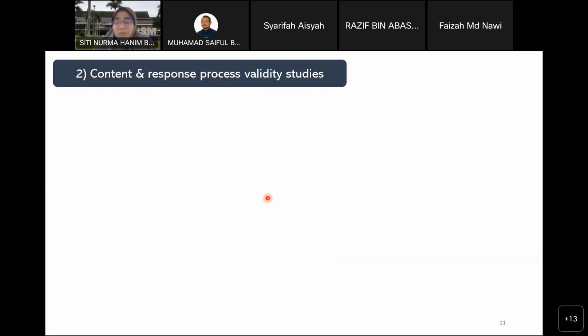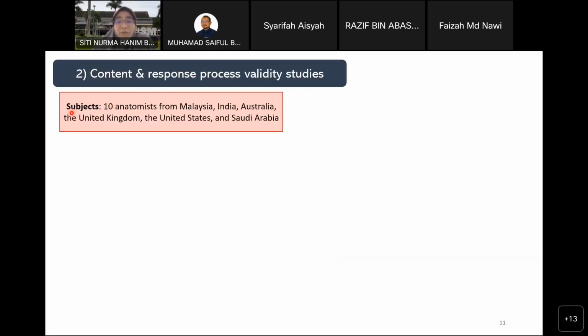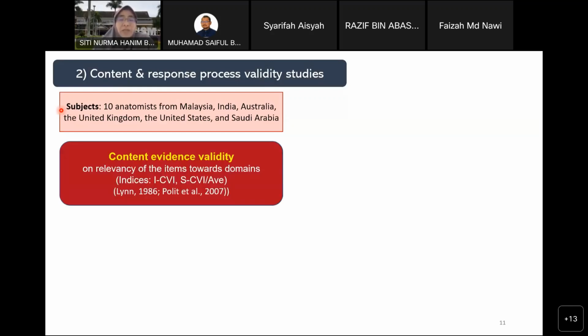So these 11 domains and 132 items were used for the second phase of the study, which is the content and response process validity study. And the first stage of this validity study is, of course, the content validity study, whereby we distributed all the items and domains, the 132 items and 11 domains, to 10 anatomists from Malaysia, India, Australia, United Kingdom, United States, and Saudi Arabia. And what they did was they provided their content expert ratings on the relevancy of the items toward the domains, and we calculated the content validity indices using Polit et al. equation.